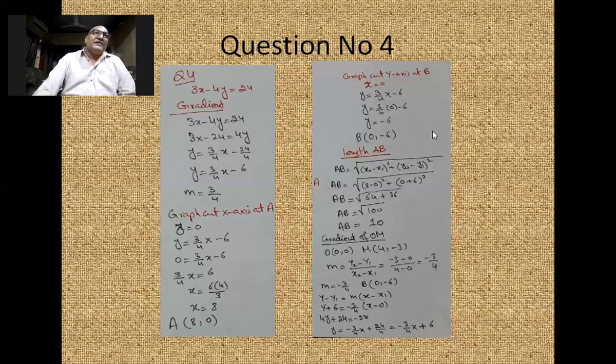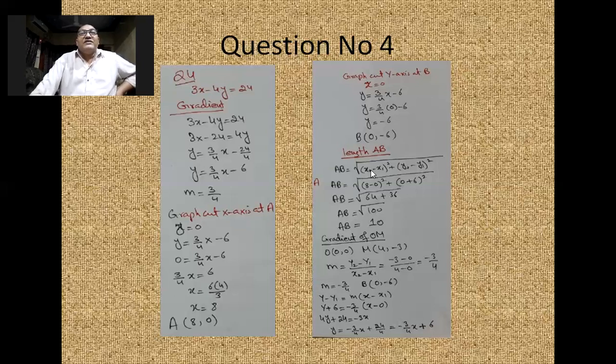So you see, B is the point where the graph cuts the y-axis, and here the x should be 0. Once you know the coordinates of A and B, you can find the length of AB. We know the distance formula for the length: the square root of x2 minus x1 whole square plus y2 minus y1 whole square.